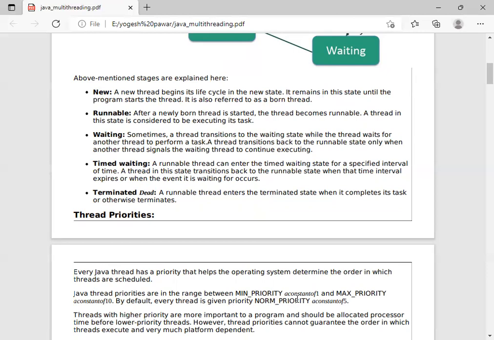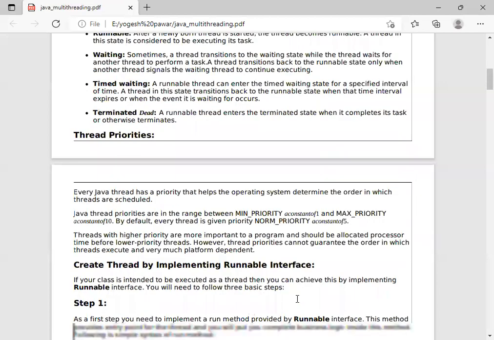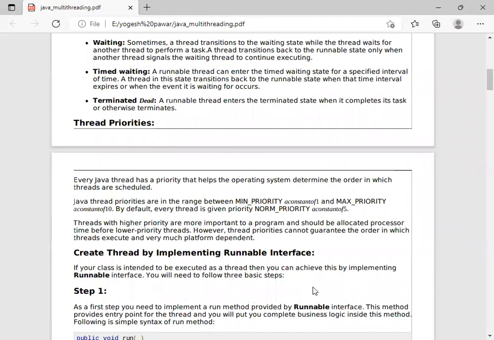It means that any thread can execute this particular program. Threads with higher priority are more important to the program and should be allocated processor time before lower priority threads. However, thread priorities cannot guarantee the order in which threads execute and are very much platform dependent. So they are platform dependent. On the basis of the platform, the priorities are getting changed.